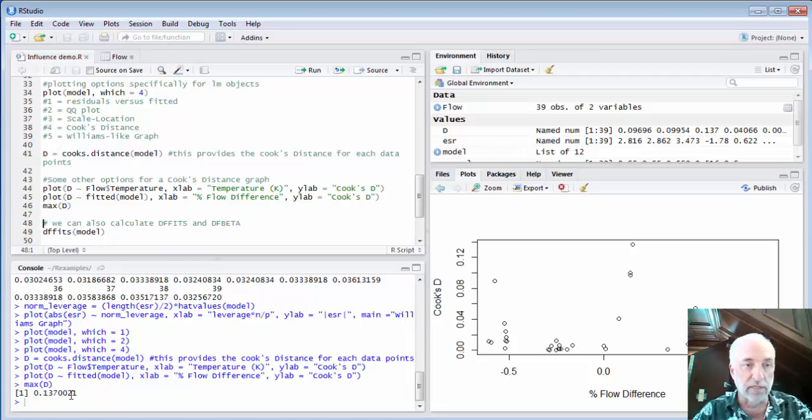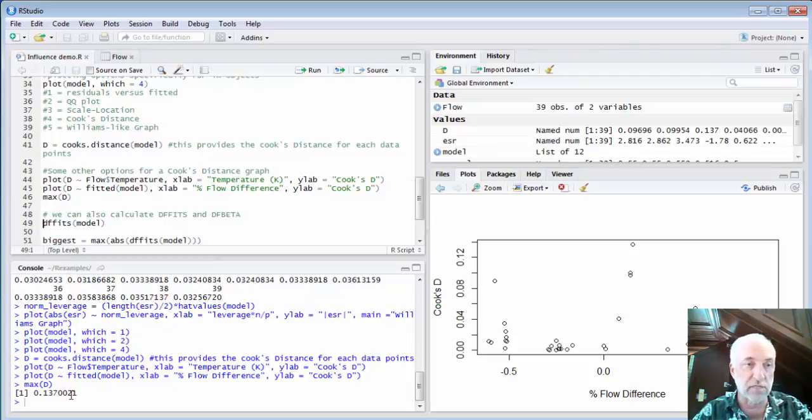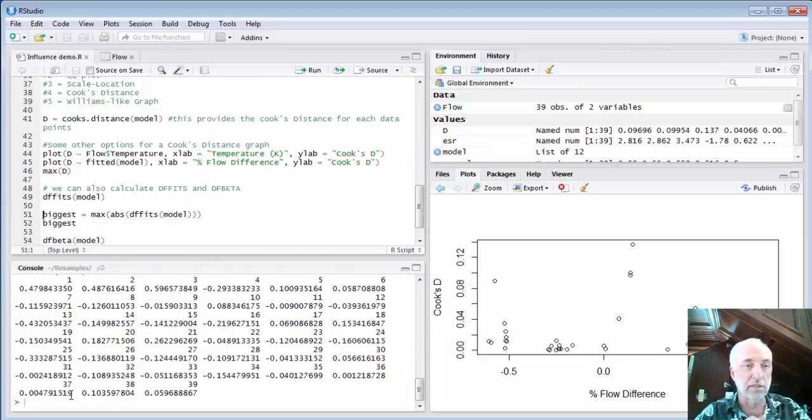All right, last thing, we talked about DFFITS. Well, there's a function called dffits. If I run that function, giving it the model, the object of the lm function, it gives me all the DFFITS for each data point. I might want to know what's the biggest one. So I can take the max of the absolute value of DFFITS, because I don't really care if it's making the y hat bigger or smaller. I just want to know how much it's changing.